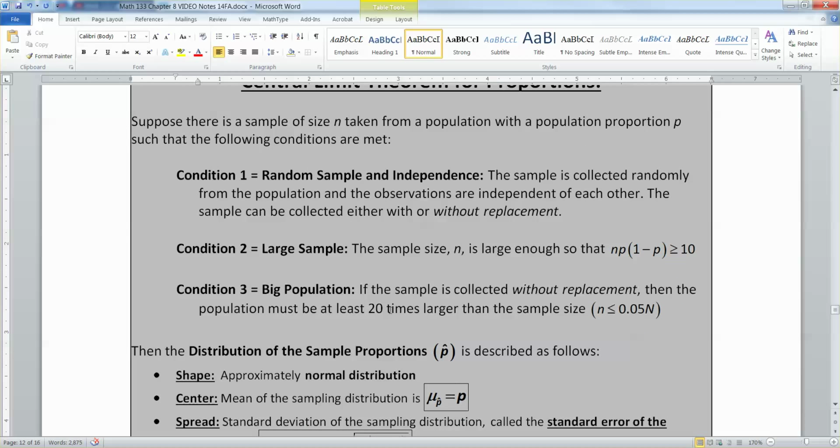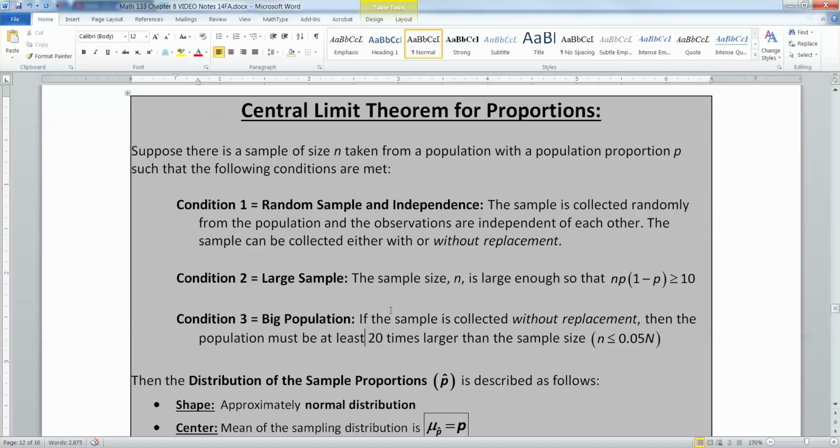So it's saying, look, it needs to be random, which of course a coin toss is easy to be random, but it has to be random even when you're calling people up to ask them whether they're giving away Halloween candy this year. It has to be a random group that you're going to, not just all people in the same neighborhood or all people in the same city, for example.